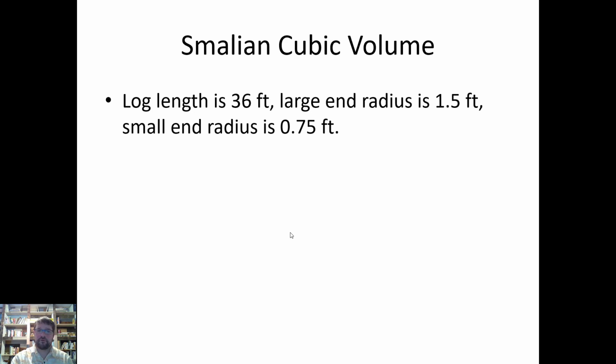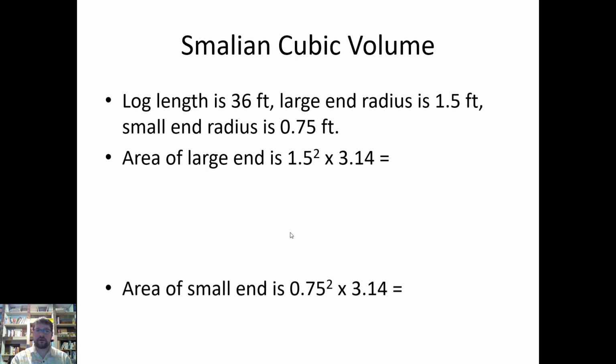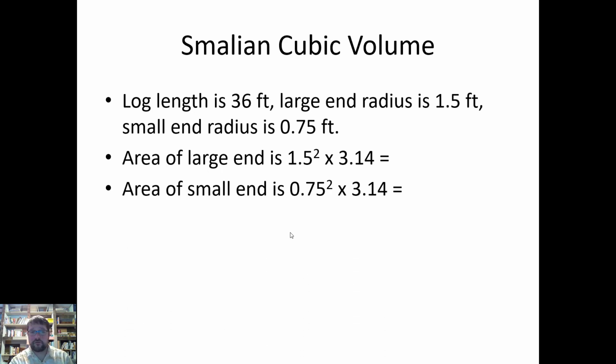Okay. So if we look at the area of the large end, it's just a simple area of a circle or a cylinder. So you're just taking 1.5, you're squaring that. Okay, that's the radius squared. You're timesing it by pi, or 3.14. Okay, and that'll give you your big A. Area of the small end is 0.75 squared times 3.14. That's your small a, or the small end.